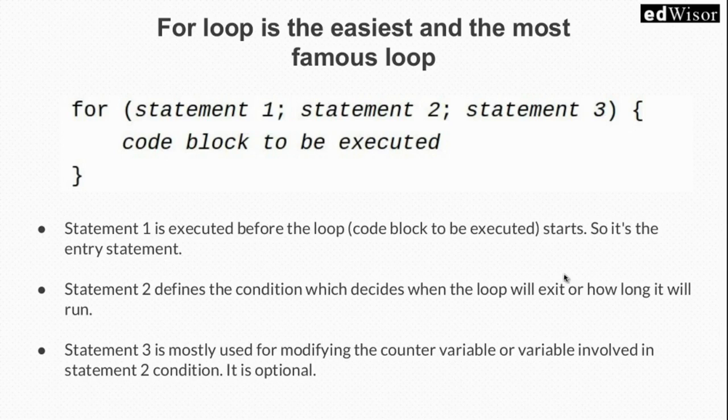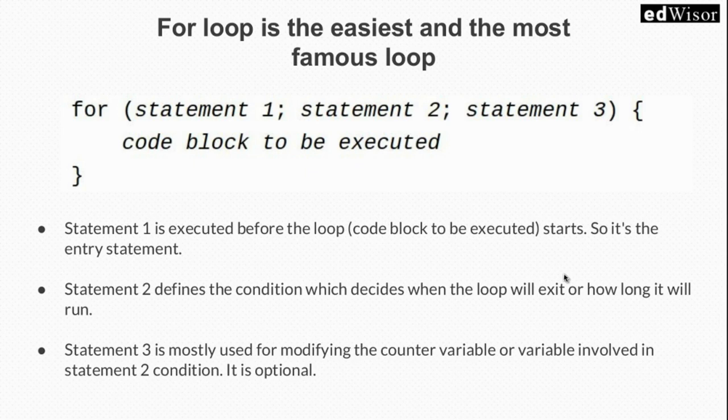So the first type of loop we'll be talking about is the for loop. It's actually the easiest and the most famous loop. In most programs, like 60% or 70% of the time, you'll see that people prefer the for loop for doing their iterations.